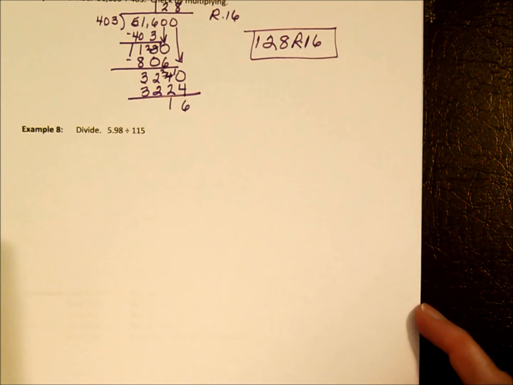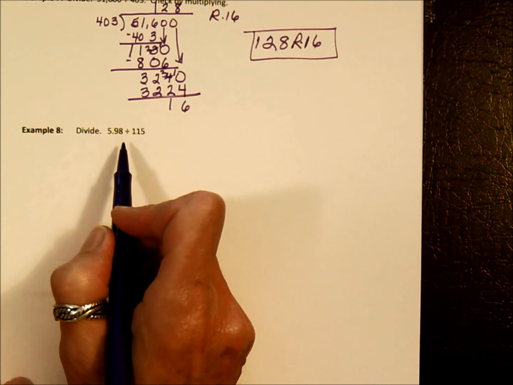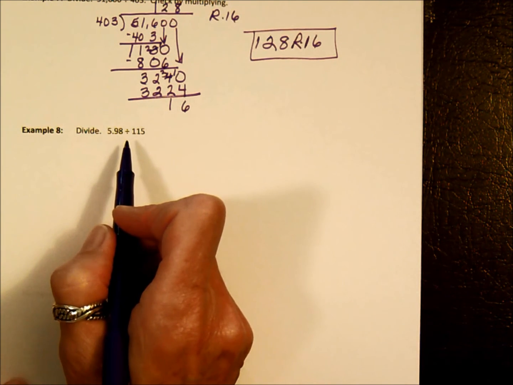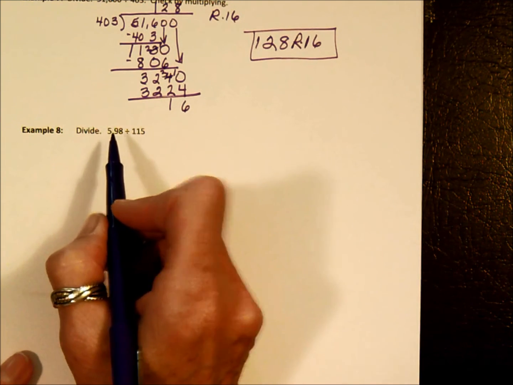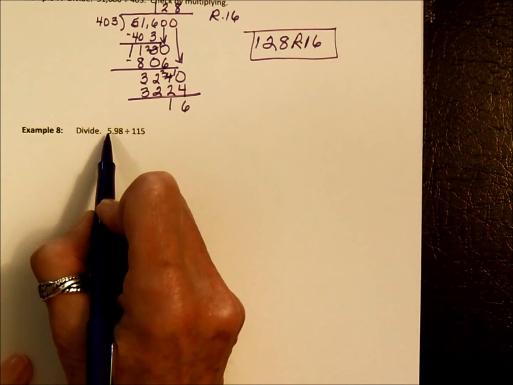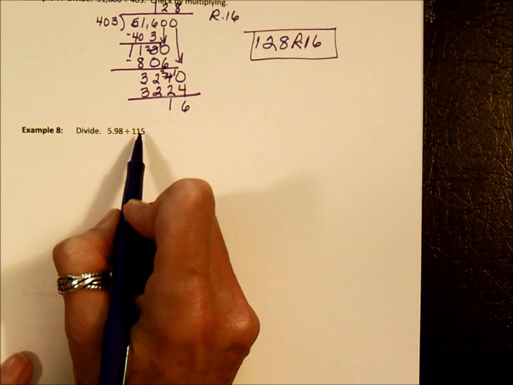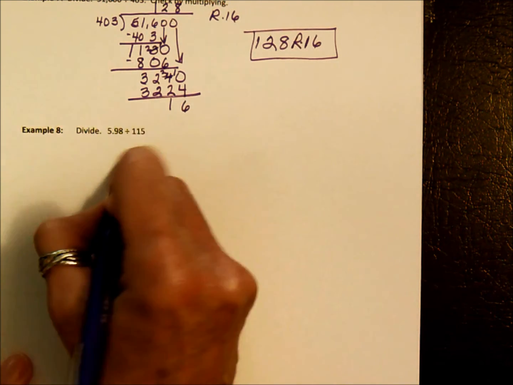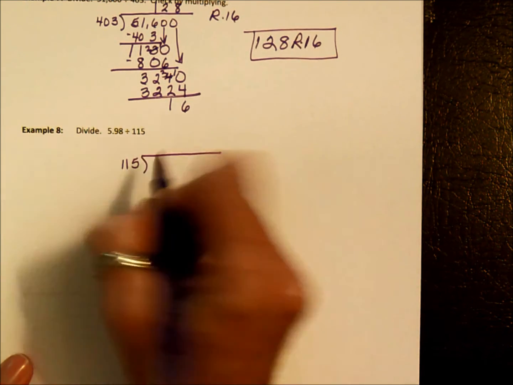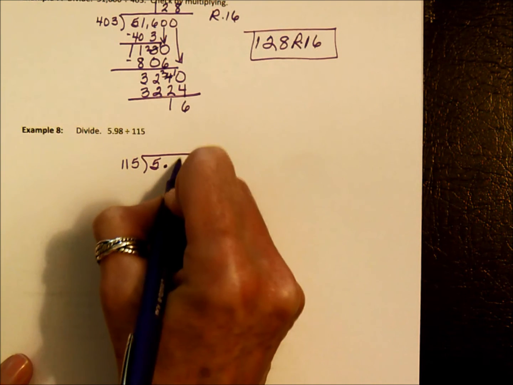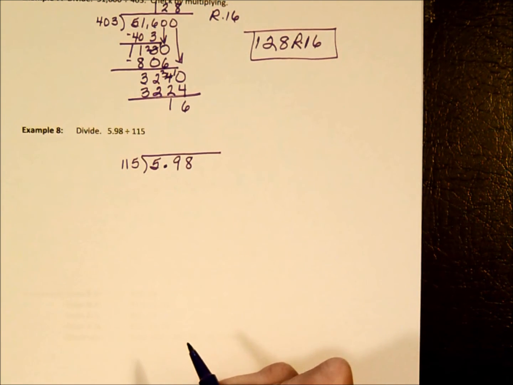All right, the next one that we have here is an example of dividing by a decimal. So, or dividing into a decimal, one or the other. So it says divide 5.98 divided by 115. So you're dividing by the bigger number here. So 115 divided into 5.98. All right, the first rule of dividing decimals.